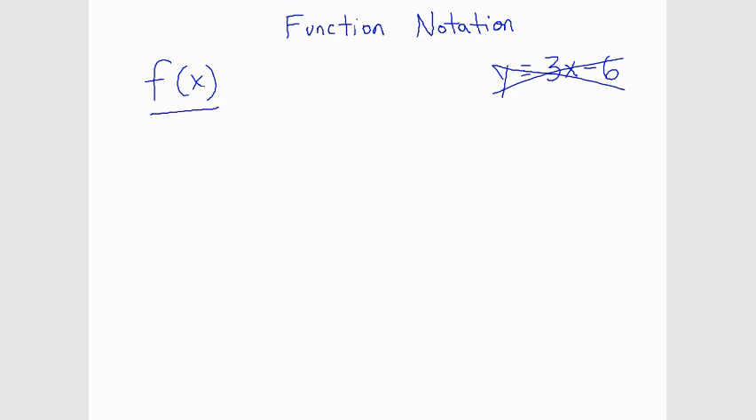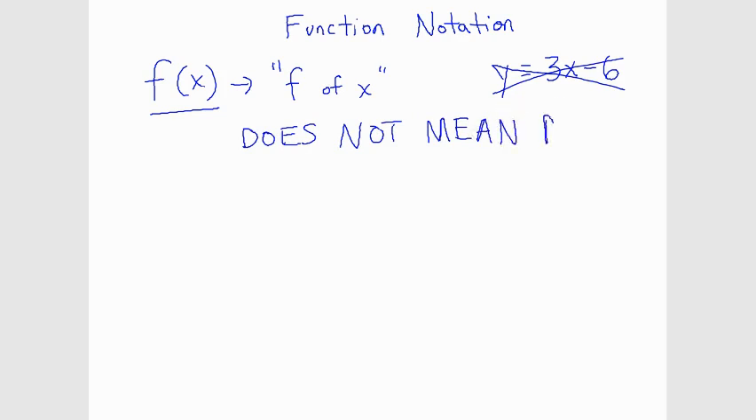So first of all, what is function notation? It's this right here. It's the f parentheses x. And what this means is we read this as f of x. That's kind of the layman's terms of how we say it out. We don't say f parentheses x. We say f of x, okay? This does not mean f times x. We're not multiplying here.